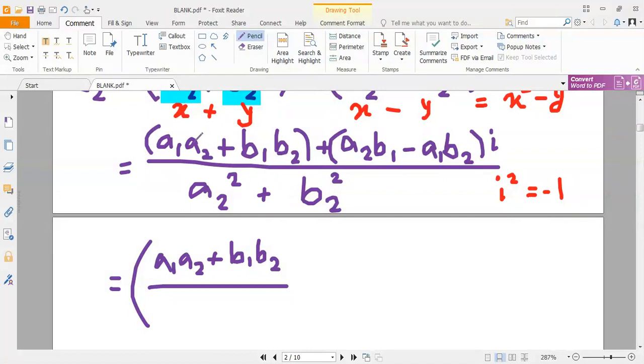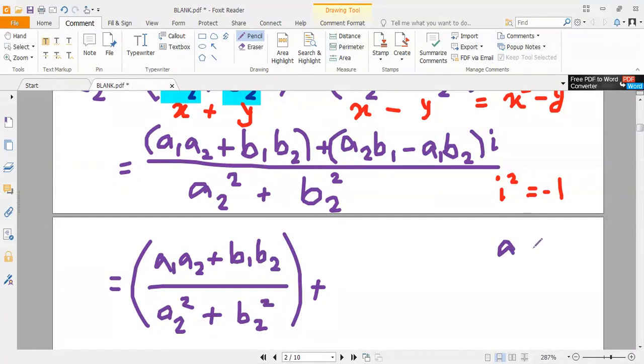Okay. So what's our first expression? Let's look at the real part first. So a1 a2 plus b1 b2, and in the denominator we have a2 squared plus b2 squared. We have that, right? Now let's look at the imaginary part. Now we can split up the denominator, right? When we write a by b plus c, we can write it as a by c plus b by c, right?